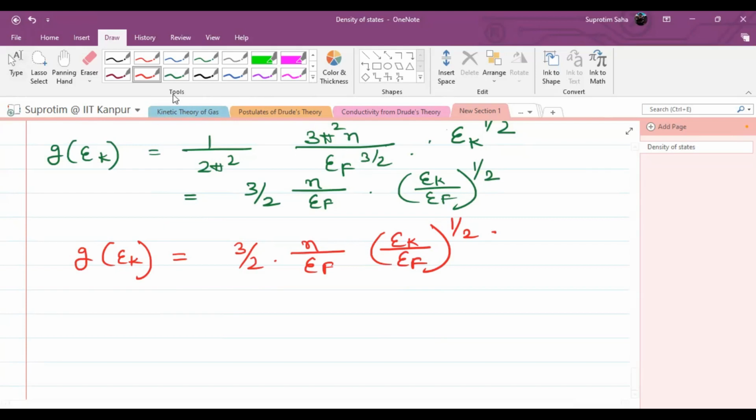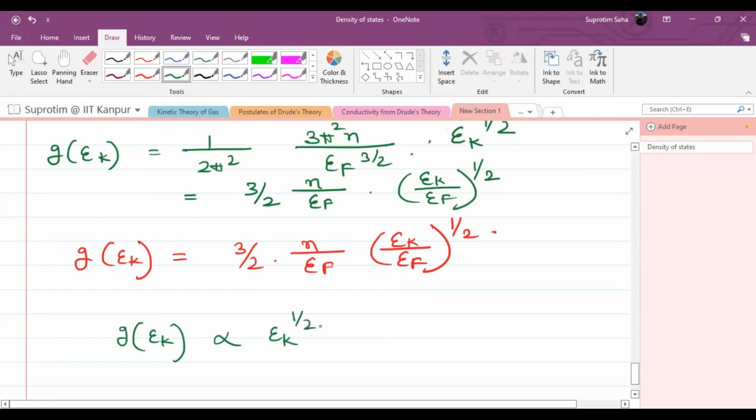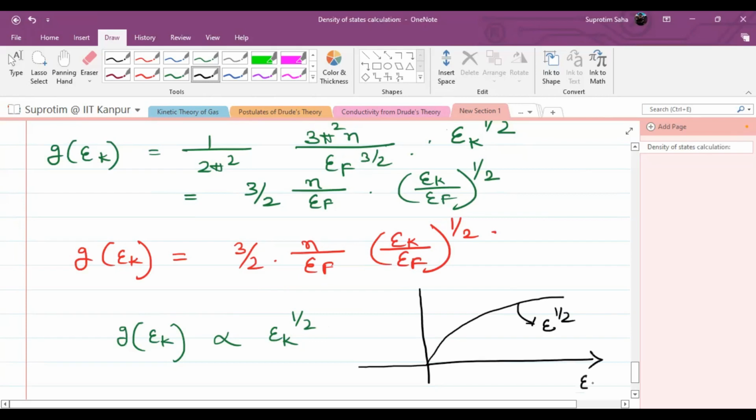So one thing to notice is that your density of states G of Ek is proportional to Ek raised to half. So if you have to draw the graph, this is your graph. So the curve will be parabolic. So this is your E raised to half. This is your energy axis, and this is your density of states.